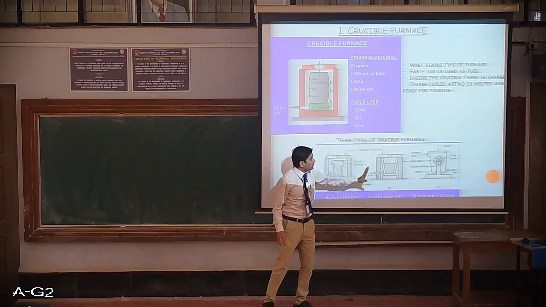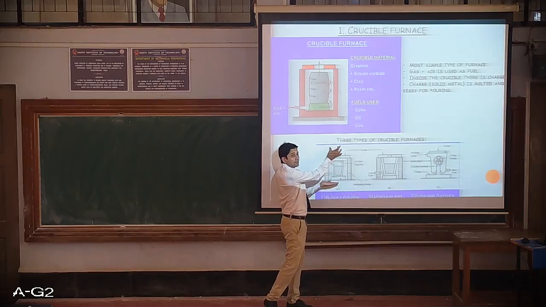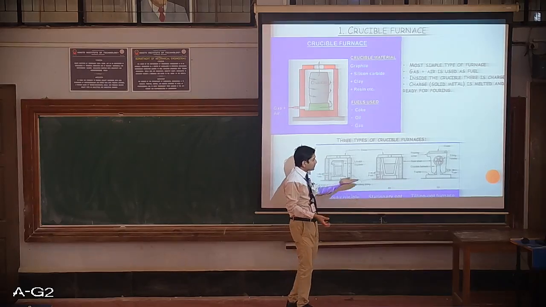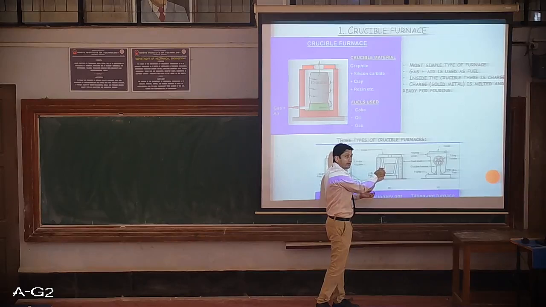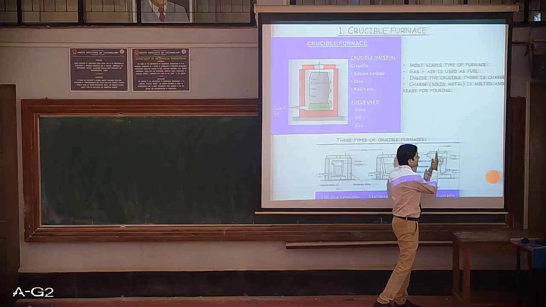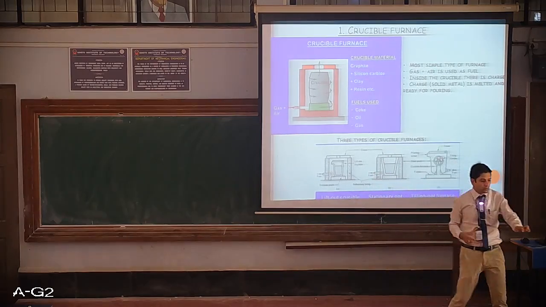There are three types of crucible furnace. The first one is the lift-out furnace, wherein you can lift the crucible outside, take the cover out, take the crucible out and do the pouring operation. Here the crucible will be stationary. The liquid metal will be tapped from here only and taken to the point of pouring. While here, after the melting has been done, using this handle you can rotate or tilt in this fashion and get the pouring done. So these are the different types of crucible furnaces.